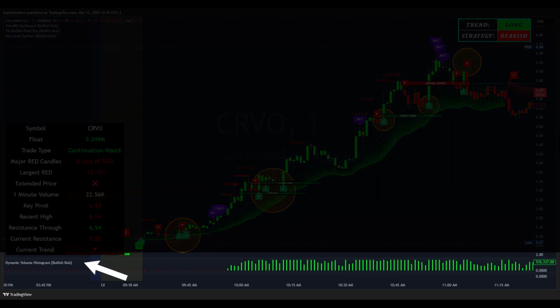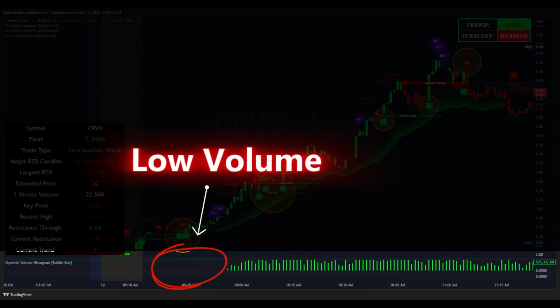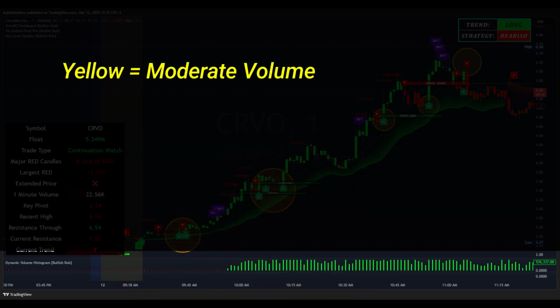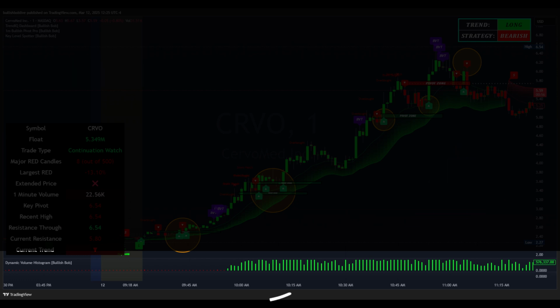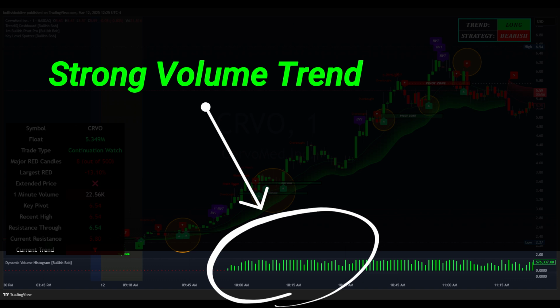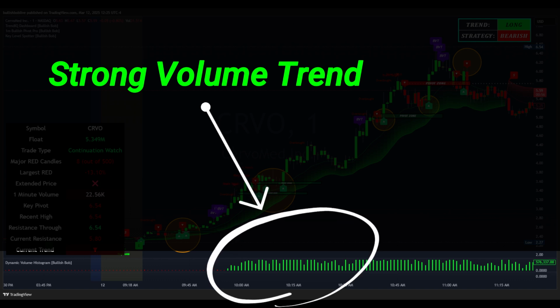The dynamic volume histogram is designed to identify volume trends and confirm bullish versus bearish momentum. To simplify analysis, it features a color-coded system for quick trend strength identification. Red bars indicate low volume and a weak trend. Yellow bars represent moderate volume, signaling the need for extra caution. Green bars highlight strong volume momentum, making them key areas to consider for both long and short trades. This visual approach allows traders to assess volume strength at a glance and make more informed trading decisions.